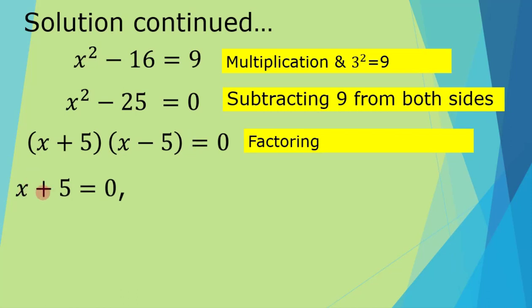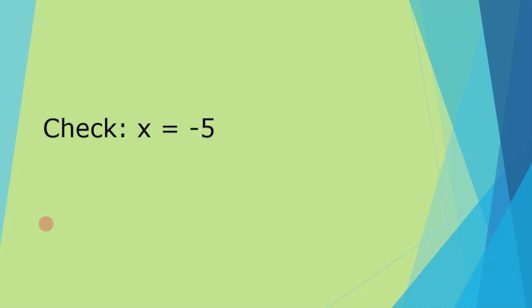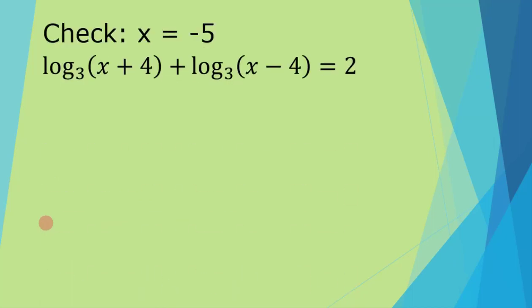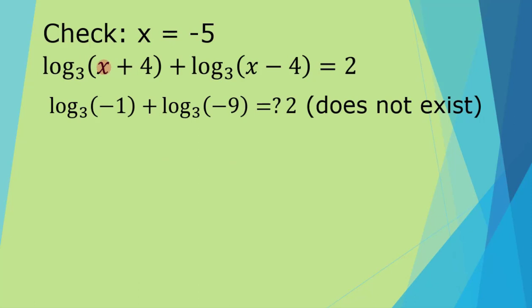Then set this factor x plus 5 equals 0 and x minus 5 equals 0. And x equals negative 5 or x equals 5. Solving for x. Let's do the checking. If x is negative 5, we have log of quantity x plus 4. So we substitute negative 5 here. So negative 5 plus 4, that's negative 1. So log of negative 1 to the base 3.